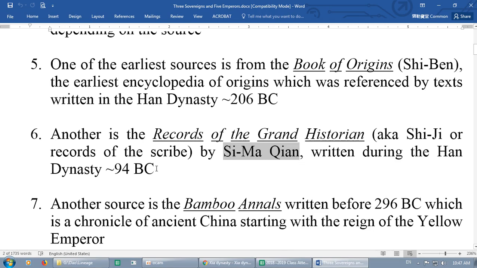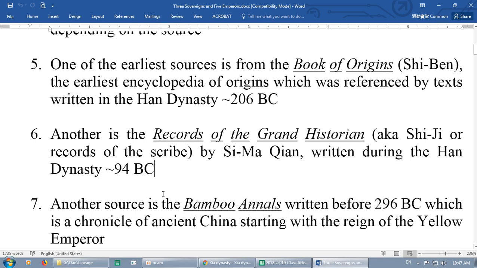So he wrote this Records of the Grand Historian because he's a court historian during the Han Dynasty, towards the end of the Han Dynasty, or the second half, anyway. He also mentioned the 3 sovereigns and 5 emperors.